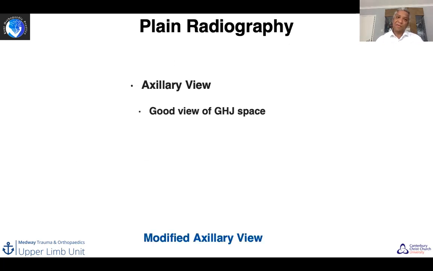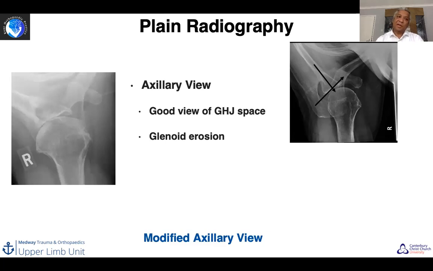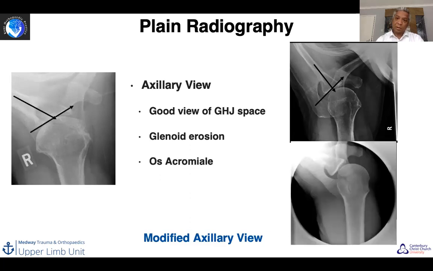Continuing with the radiography, the axillary view provides a good view of the glenohumeral space. To look at the axis, normally it's anterior to the glenoid, and we commonly see that in an arthritic shoulder when there's glenoid erosion, that is usually a retroversion that is seen. You can also look at the acromion.